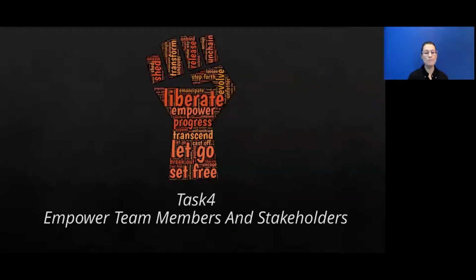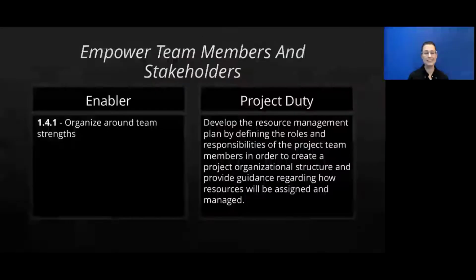is empower team members and stakeholders. The first enabler, 1.4.1, is organize around team strengths. So for the project manager to do this, the project manager must be aware of developing the resource management plan by defining the roles and responsibilities of the project team members in order to create a project organizational structure and provide guidance regarding how resources will be assigned and managed.